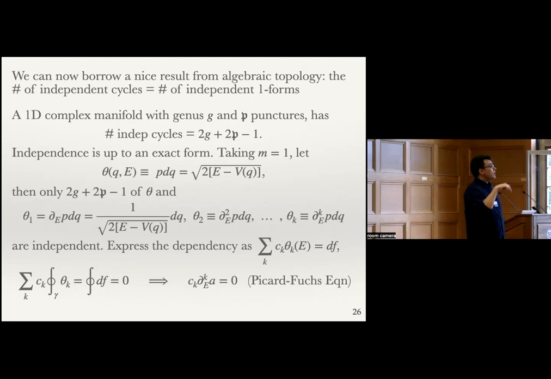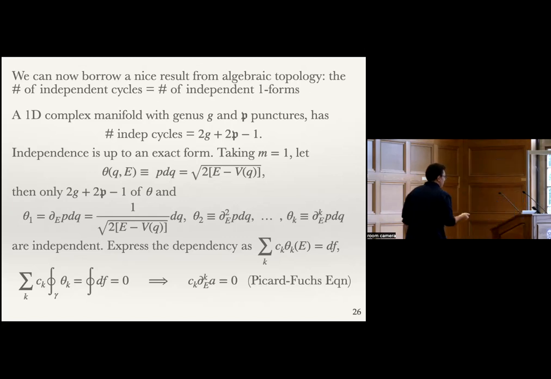If we now integrate that linear dependence amongst our one forms, well, the closed form that they're equal to integrates to 0 on a closed cycle. And we learn that there's a direct differential equation that relates the actions along independent cycles. This differential equation, which I've drawn schematically on the bottom right, is called the Picard-Fuchs equation.